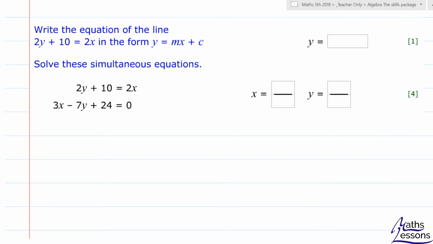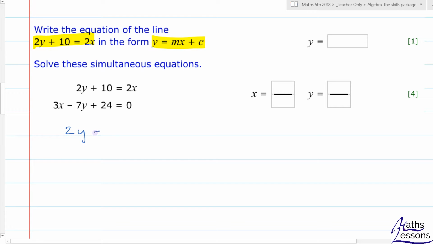There we go. Right. Now this is quite an important skill, trying to rewrite things in the form y equals mx plus c, because it's a good way to know when two lines are parallel. And it also gives us an understanding of what simultaneous equations is about. It's about finding where two lines cross. Anyway, let's do the first bit.